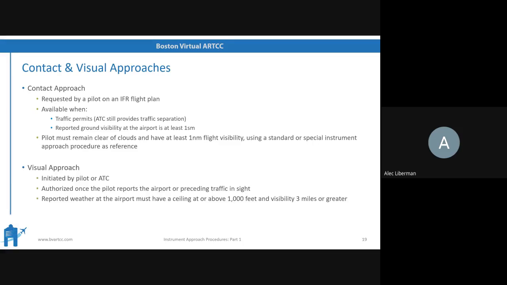Or you could have a visual approach. You initiate this by a pilot or air traffic control, and once the pilot reports the airport or the preceding traffic in sight, air traffic control can clear them for a visual approach, and you must be VFR at the airport, meaning 1,000 feet of ceiling and 3 or better miles of visibility.